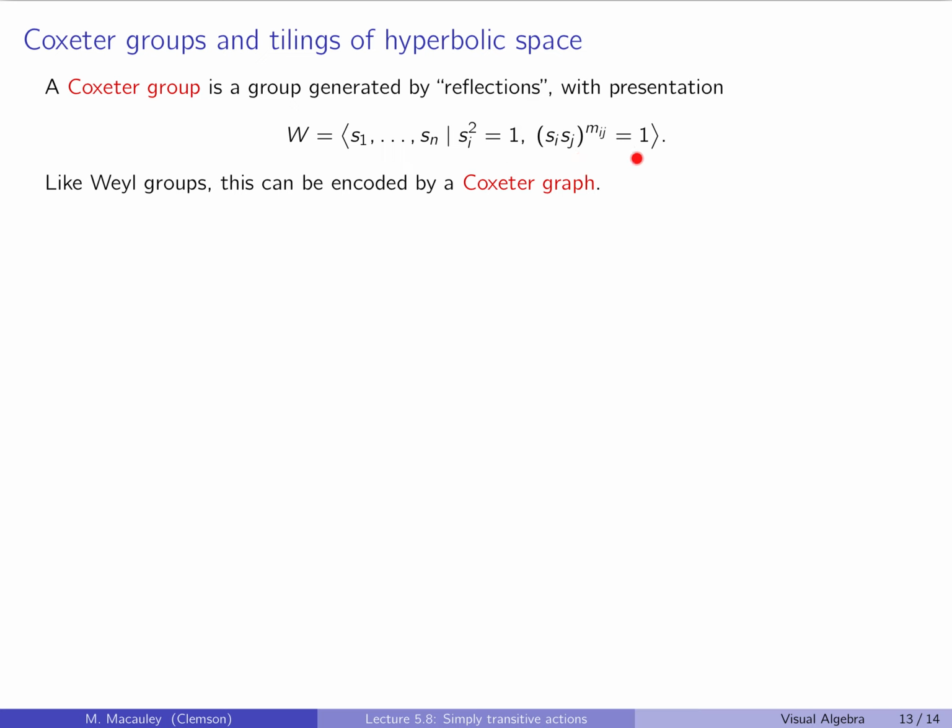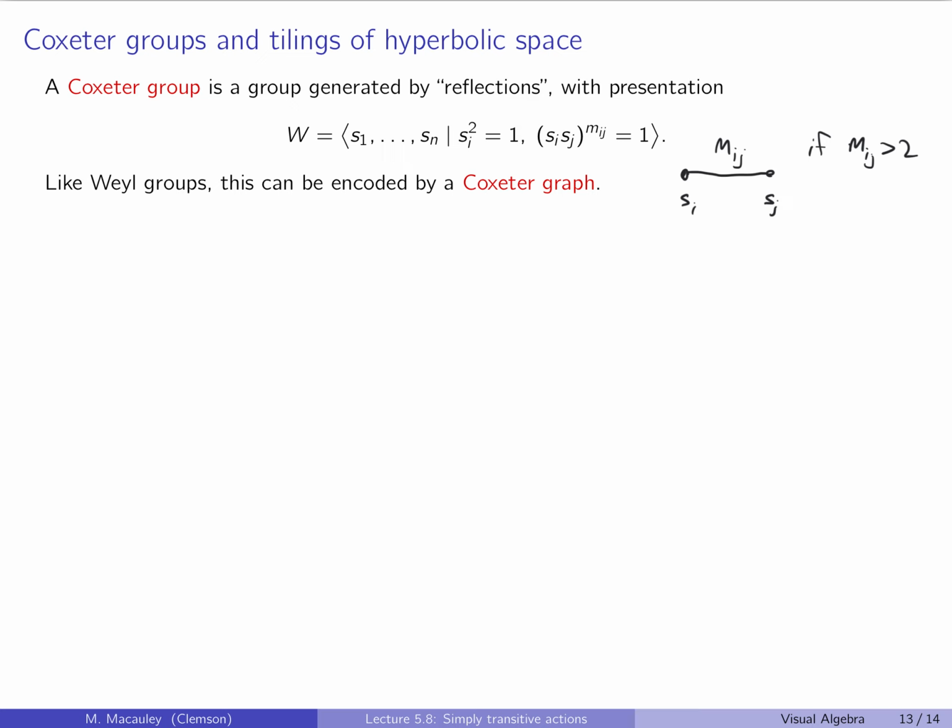So when you have a group like this, you can always build an n-dimensional vector space on which this thing acts simply transitively or defines a tiling. And like Weyl groups, this can be encoded by a Coxeter graph. So your nodes correspond to generators, Si and Sj, and anytime that these do not commute, that means Mij is bigger than 2, we label that edge with this exponent, sometimes called a bond strength.